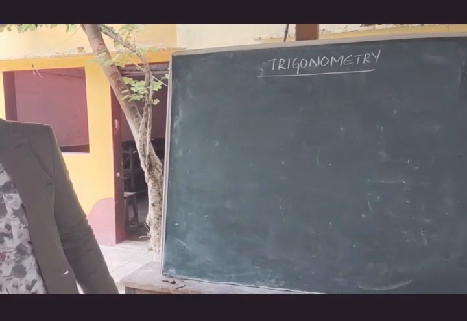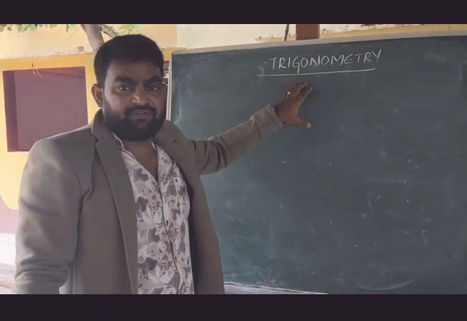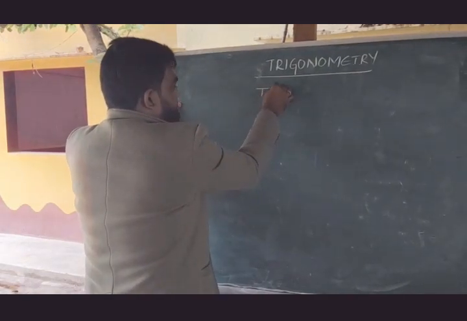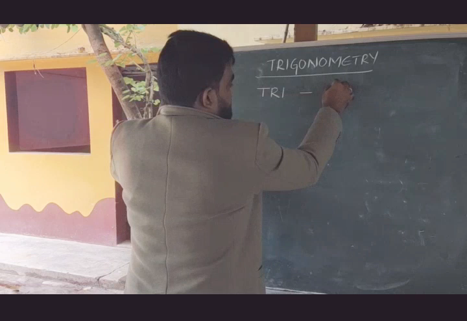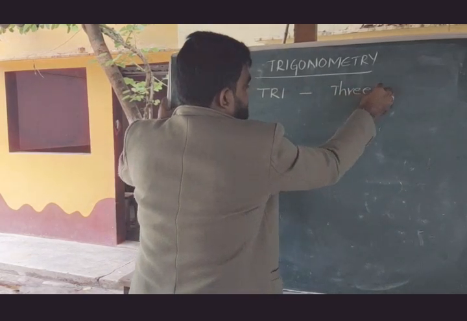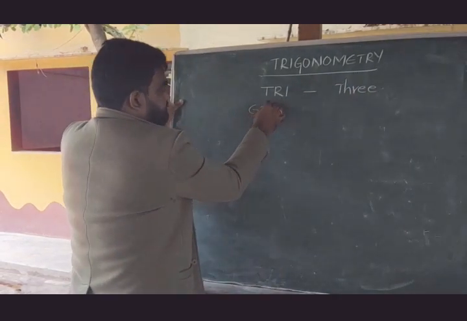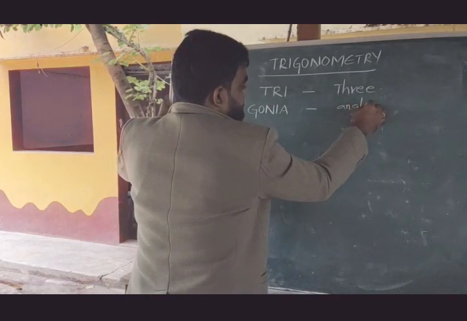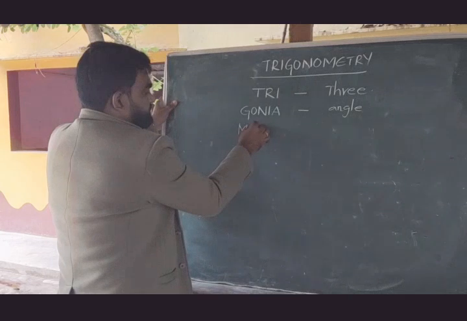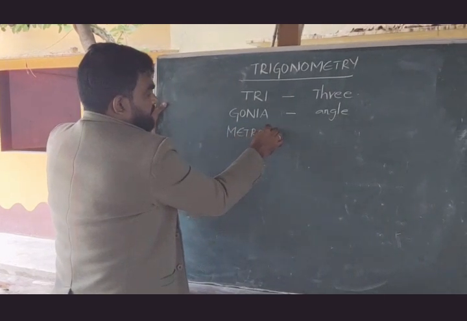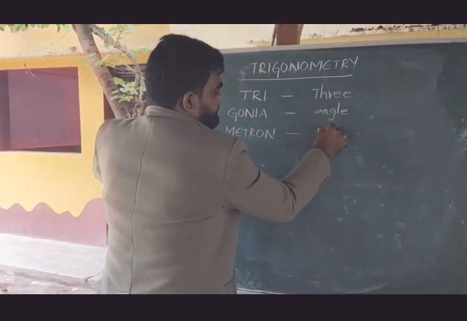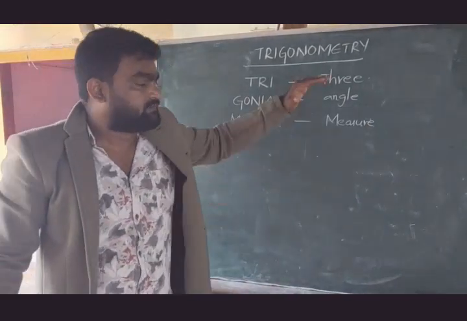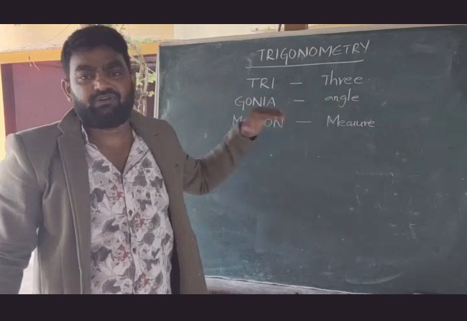Trigonometry. Actually, this word is derived from three words. One is tri, which means three. Gonia, angle. Metron, measure. So simply, three-angle measure is called trigonometry.